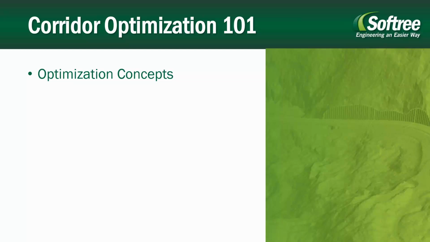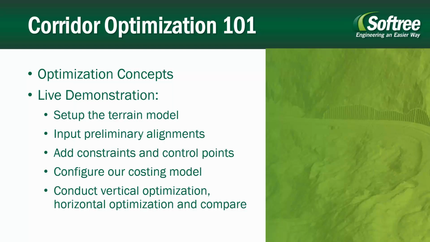We might be a bit shorter, which actually would be a first for a webinar with us here at Softree. First, I will take a few minutes to talk through some optimization concepts. Then I'm going to pass it over to Matt. He's going to be doing a live demonstration, and in here he's going to set up our terrain model, input preliminary alignments, add constraints and control points, configure our costing model, and then conduct a vertical optimization, do a little bit of a cooking show approach on horizontal optimization, and then show you how we can compare alignments.